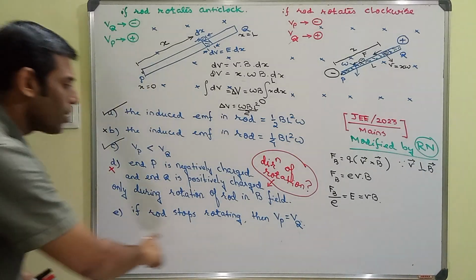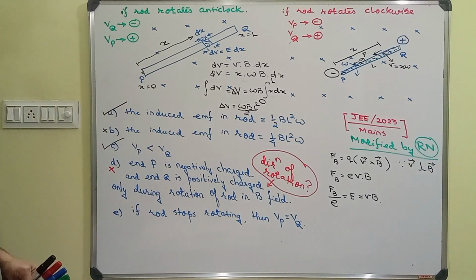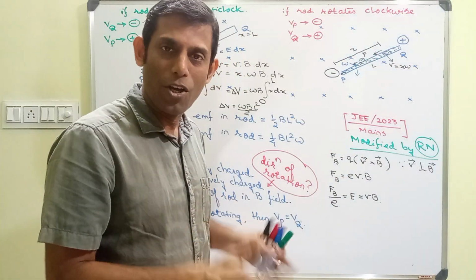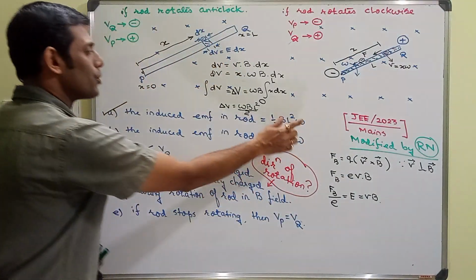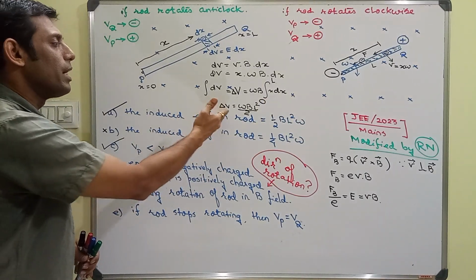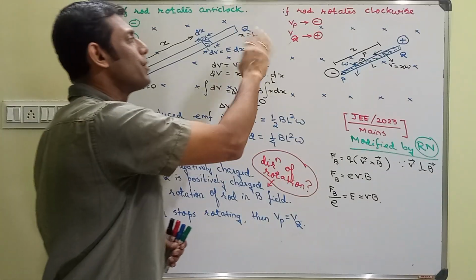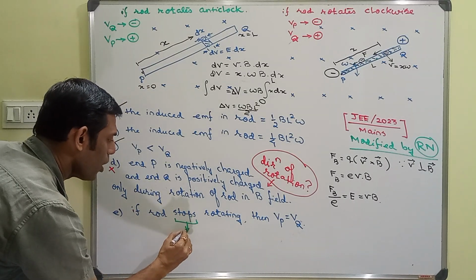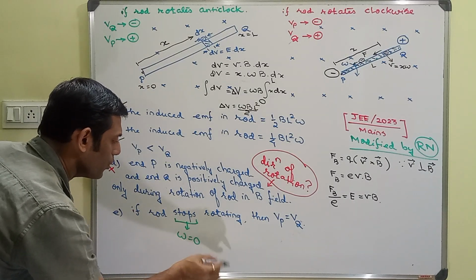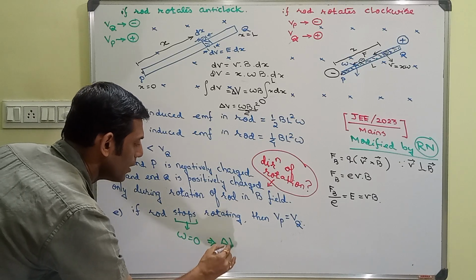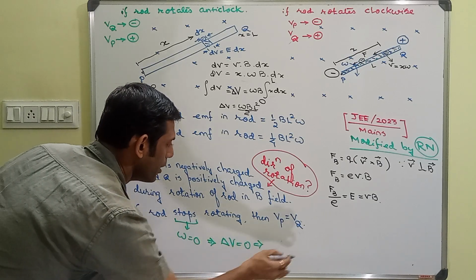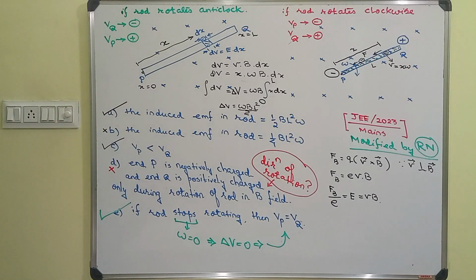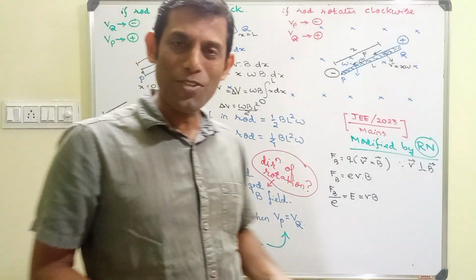Now, if the rod stops rotating, then Vp equal to Vq. If the rod stops rotating, means omega equal to 0. Omega equal to 0 means induced EMF 0, delta V 0. Delta V 0 means Vp equal to Vq. So here, if the rod stops, omega equal to 0. Therefore, delta V 0. And that means this, and therefore this option is correct. And that's all about this question.